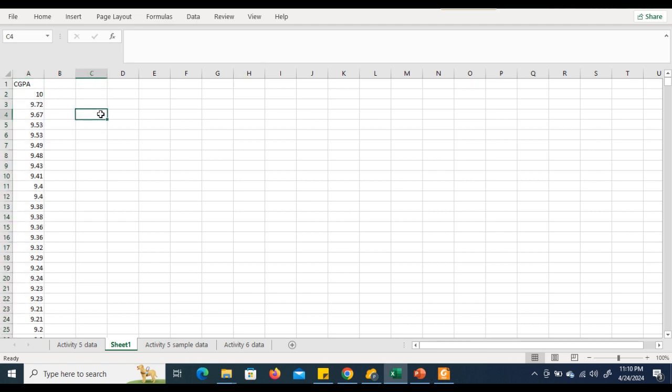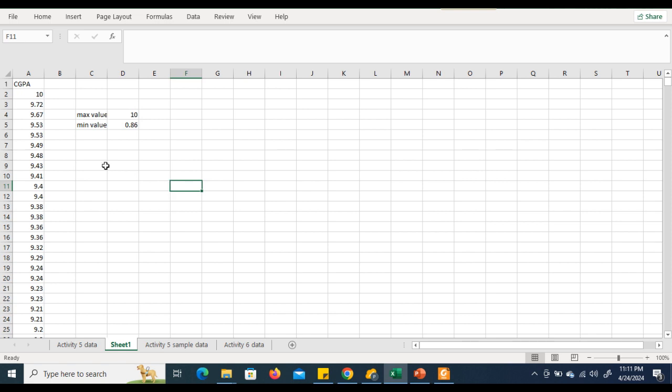So what is the maximum value? The maximum value is 10. And what about the minimum value? The minimum value is 0.86. Okay, so this is the initial information we have.